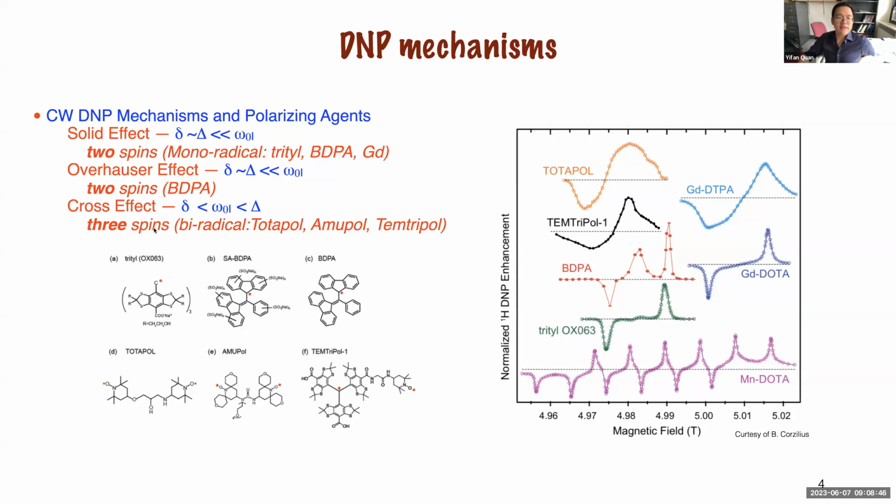And the third family is the so-called cross effect, which relies on a three-spin system. It relies on the triple spin flip, where you have a flip-flop between two electrons, and the electron Larmor frequency difference corresponds exactly to the nuclear Larmor frequency. The flip-flop of the electron spin pair can induce a flip of the nuclear spin. For this, we typically use biradicals, for example TOTAPOL, AMUPol, TEMPOL, and there are a lot of other biradicals that have been developed over the last decades to do better cross effect.